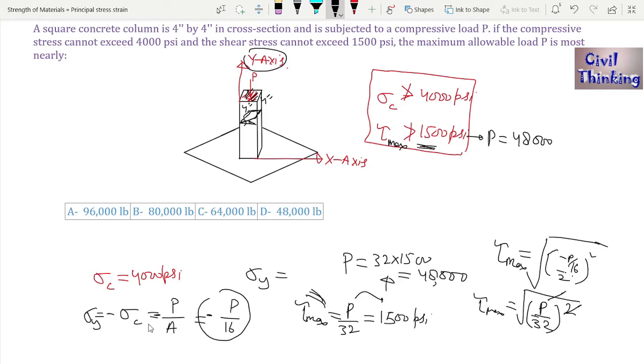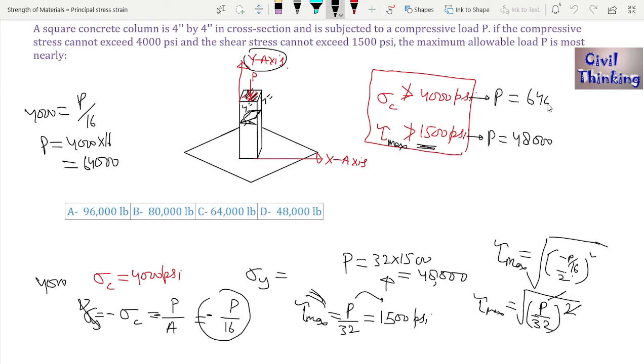What is going to be the value of P using the other condition? Here we can see sigma y is P upon 16. Now the maximum cannot exceed 4000, so from here I can write 4000. So 4000 is going to be P upon 16. So P is 4000 multiplied by 16. How much is it? It is 64000. Now this condition is giving me the P of 64000. Now we are to find the maximum allowable load P.